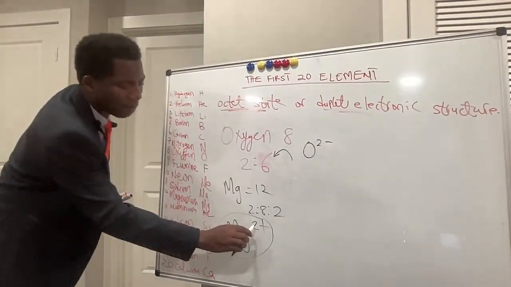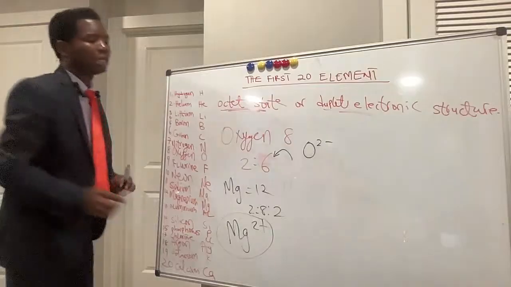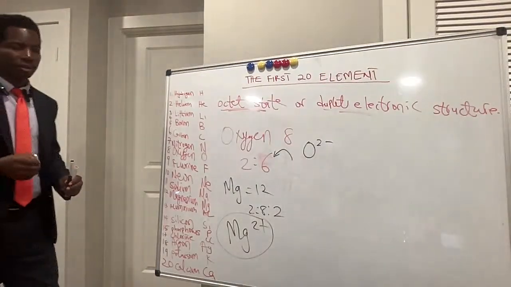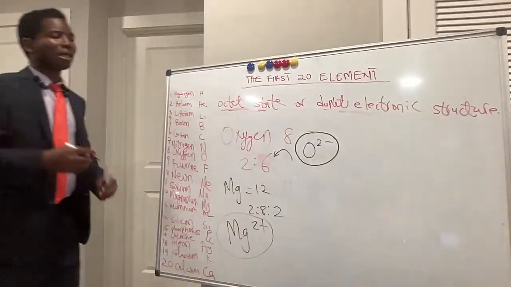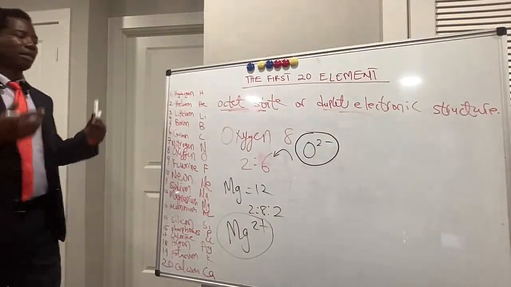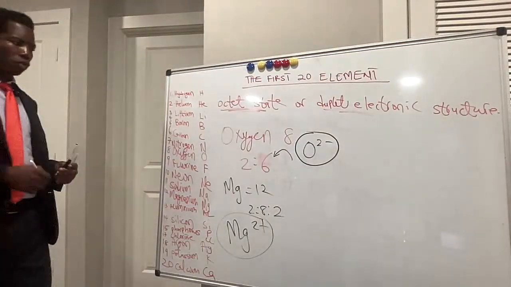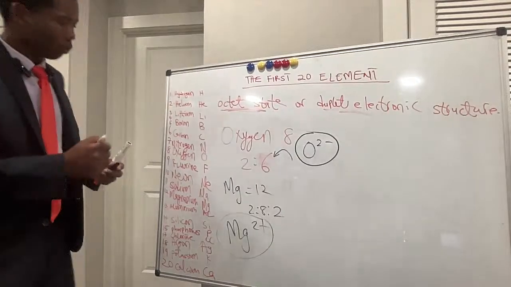So anytime you see a positive charge, it means that element is a metal. Look at oxygen: it forms a negative ion, so it's a non-metal. That is how you say if an element is a metal or a non-metal. I want us to proceed and do more examples.